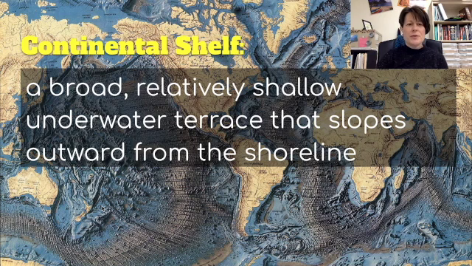So the first feature we're going to talk about under the ocean is what's called the continental shelf. That is this flat area. You can see some just beyond South America here, up here around North America, off of Europe in these areas, a little bit off of Africa. This is a broad, relatively shallow underwater terrace that slopes outward from the shoreline. And you can see by this map that it does extend just off the continents and not very deep at all.